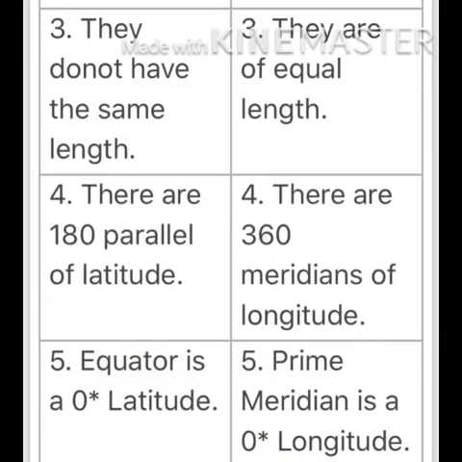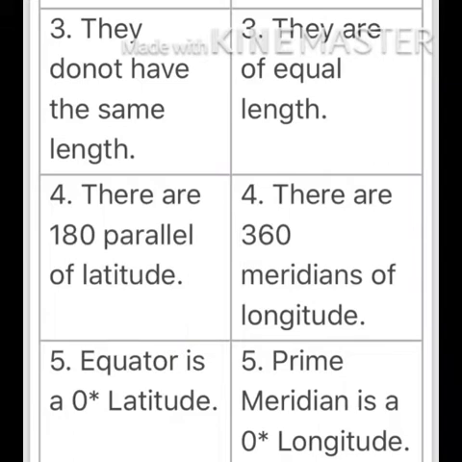Third point under latitudes, they do not have the same length. Meridians of longitude, they are of equal length. Fourth point under latitudes, there are 180 parallels of latitude. Fourth, under longitudes, there are 360 meridians of longitude.